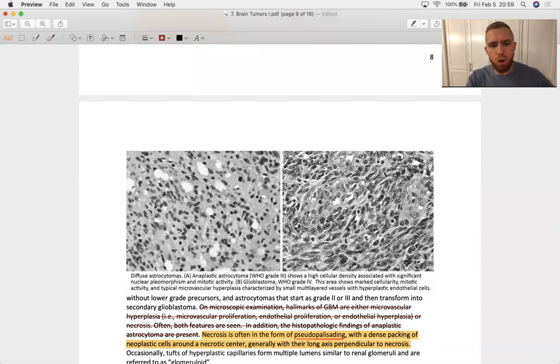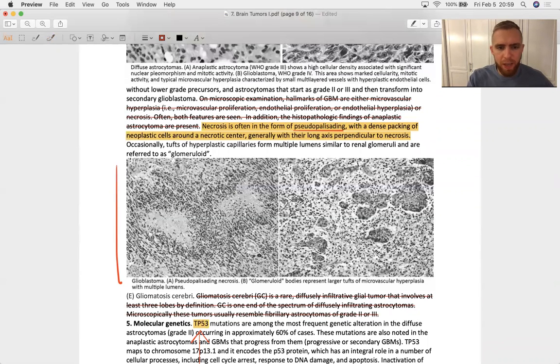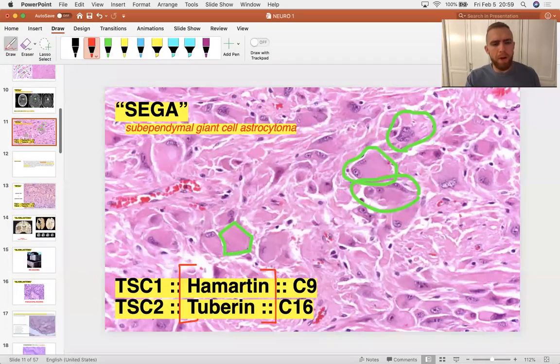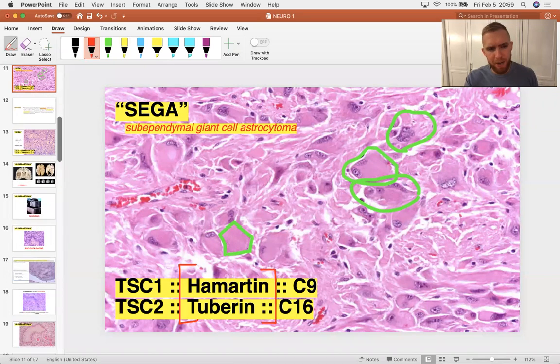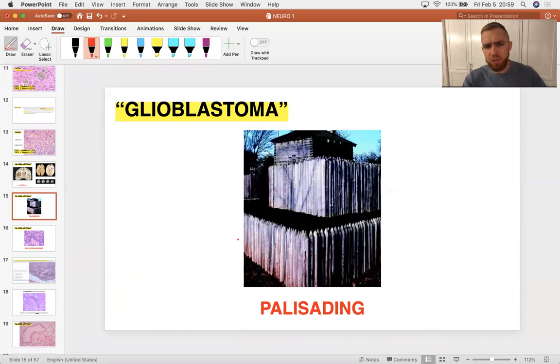The glioblastoma, because it is such a malignant cancer, there's a high degree of necrosis. And so then cells will start to line up around the border of a necrotic zone where there's just enough perfusion for them to live. And that's going to appear on histology as palisading. Here's a glioblastoma, typically a cerebral tumor of adults. Can grow pretty large, pretty fast.